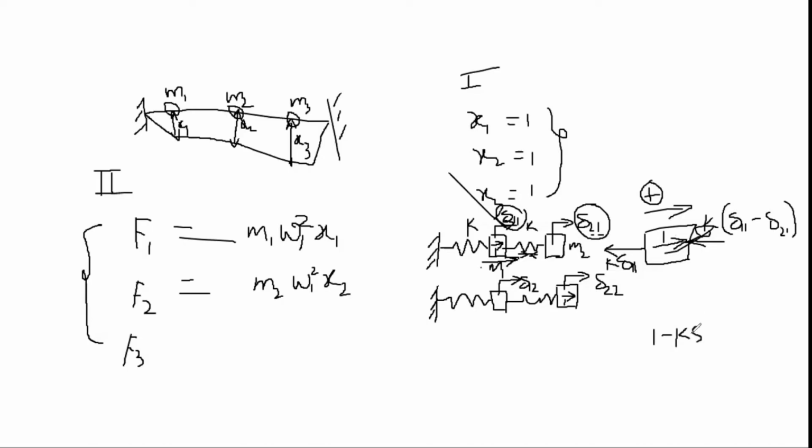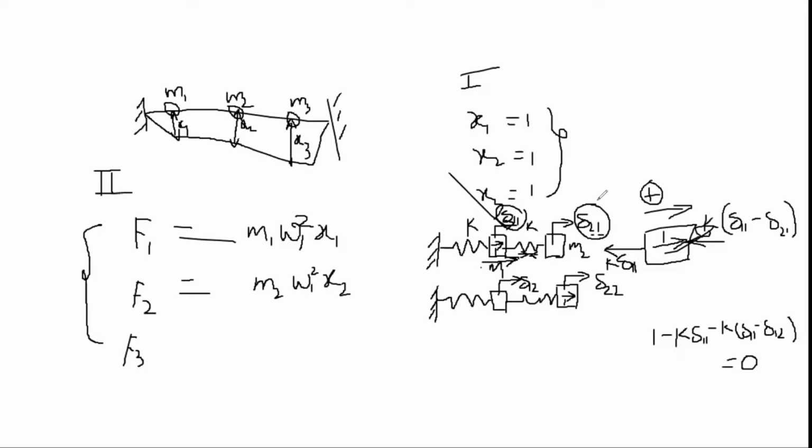So I can write this as K delta 11 minus K delta 11 minus delta 12, okay, is equal to 0. So through this equation, I would like to find out the values of delta 11 and delta 12. Since there are two unknowns, you can find out the value of delta 11 in terms of delta 12.